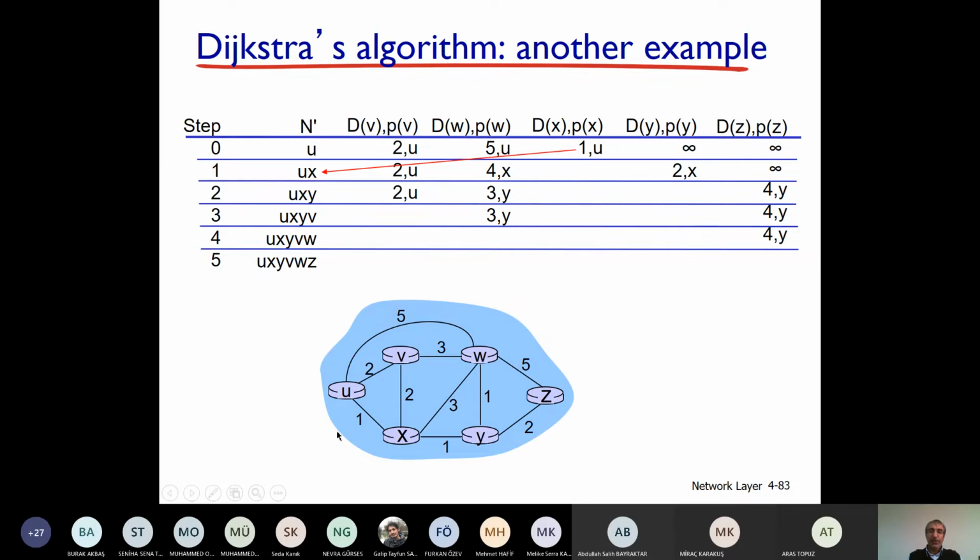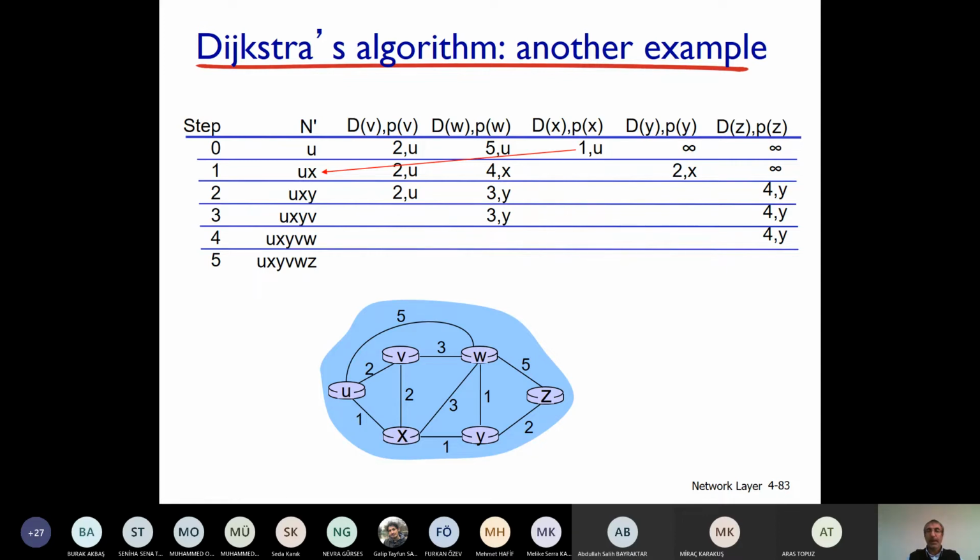Now we recalculate D of V. D of V is still 2, and P of V is U. And then D of W, now it's what? It's 4 because we have an alternative path. So that was the initial path, 2 plus 3, no, because we have the X, 1 plus 3. We have our alternative route now, which is 1 plus 3, which is 4 through the X. We can reach the W through the X. The value of the D of W is going to be 4.